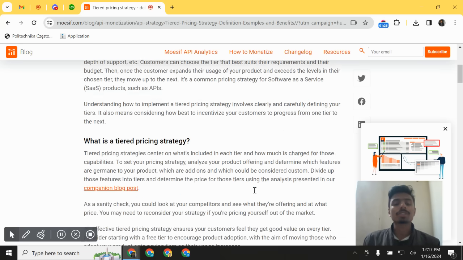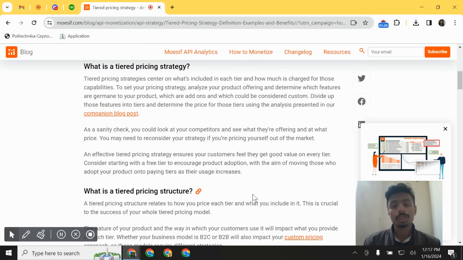So, what is a tiered pricing strategy? Tiered pricing strategies center on what's included in each tier and how much is charged for those capabilities. To set your pricing strategy, analyze your product offering, and determine which features are germane to your product, which are add-ons, and which could be considered custom. Divide up those features into tiers and determine the price for those tiers using the analysis presented in a companion blog post. As a sanity check, you could look at your competitors and see what they are offering and at what price. You may need to reconsider your strategy if you are pricing yourself out of the market.